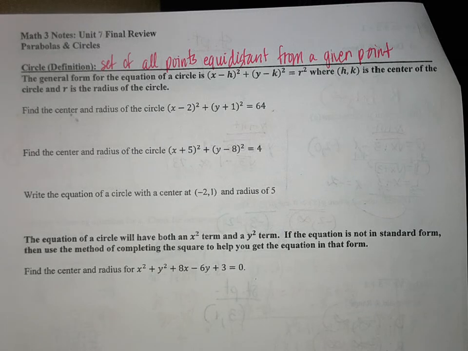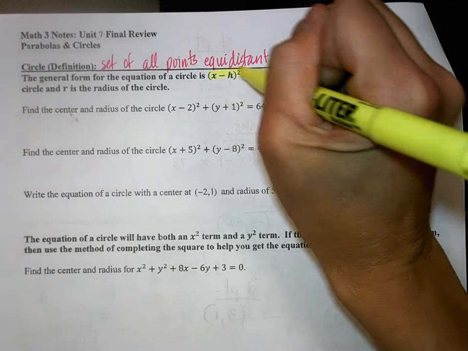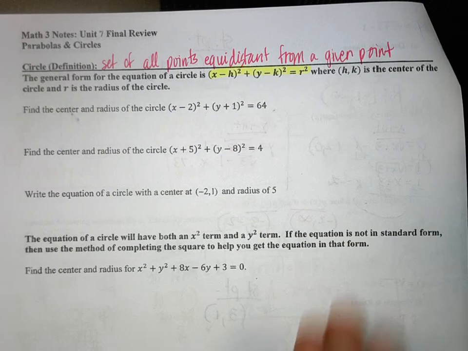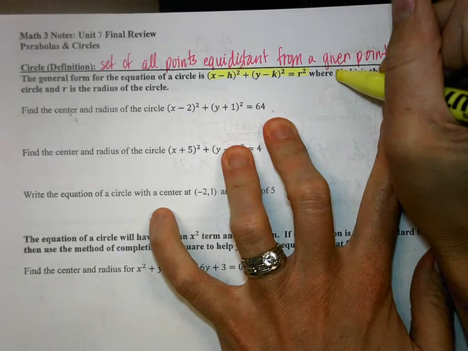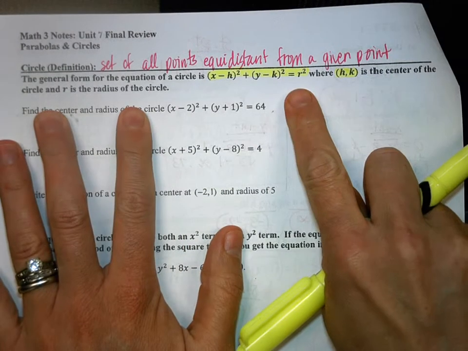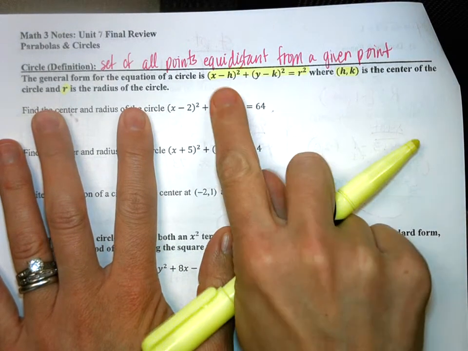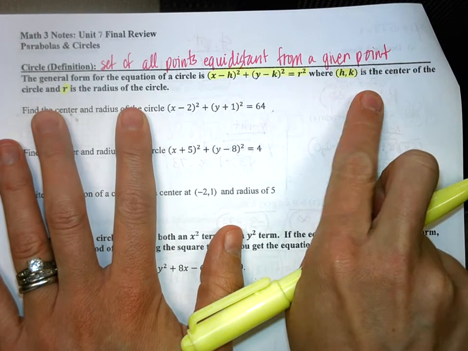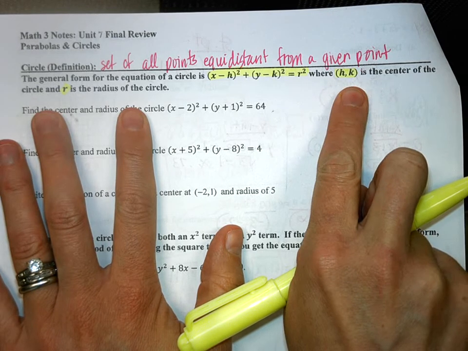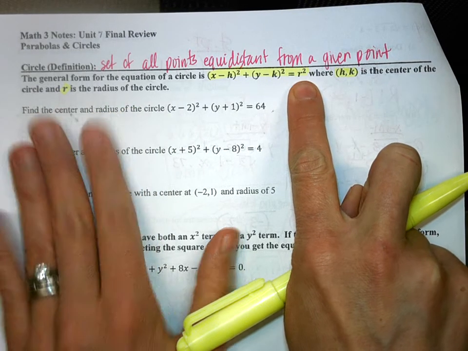The general form for the equation of a circle is written here for you. So I'm just going to highlight it. Where h, k is the center and r is the radius. So remember, we always set each of these parentheses equal to 0, and that gives us our x and y value for the center. And then you take the square root of r squared, which gives you the radius.